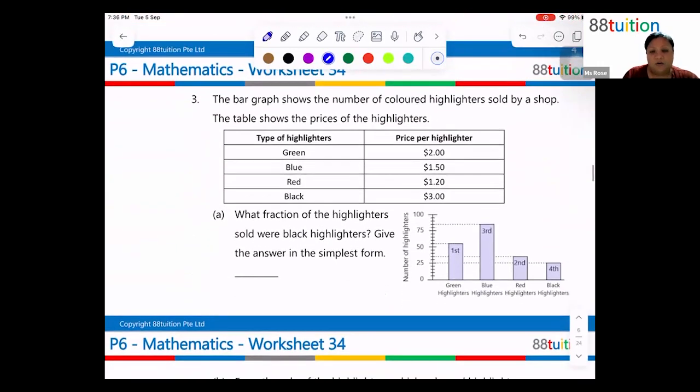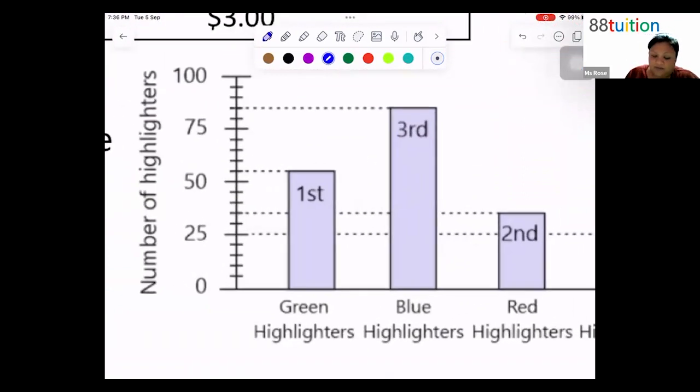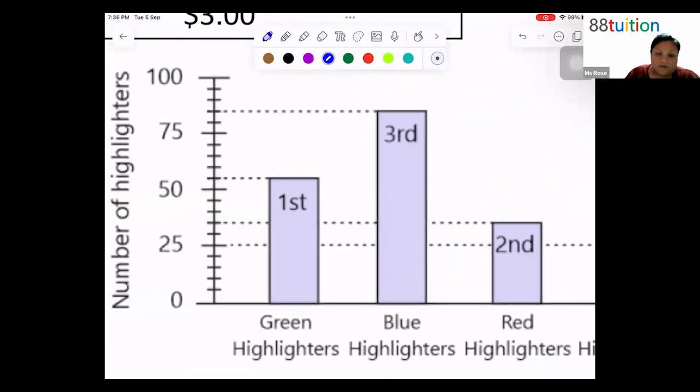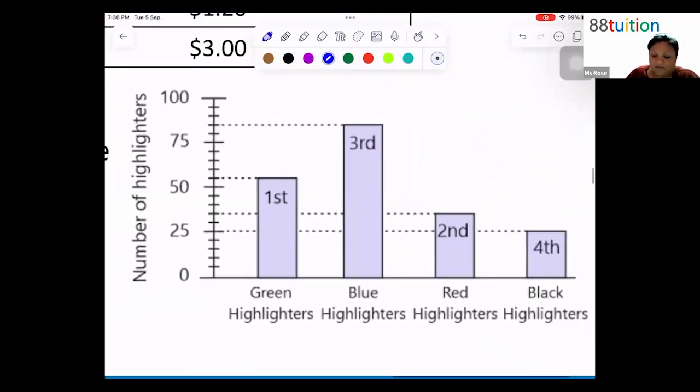Okay, now, question number 3. Now, to solve this question, the first thing you need to do is, if I nudge the graph, identify what each division represents. Can anyone tell me what each of these divisions represents? How many? Thank you, Tammy. They represent 5. So how many green highlighters are there?